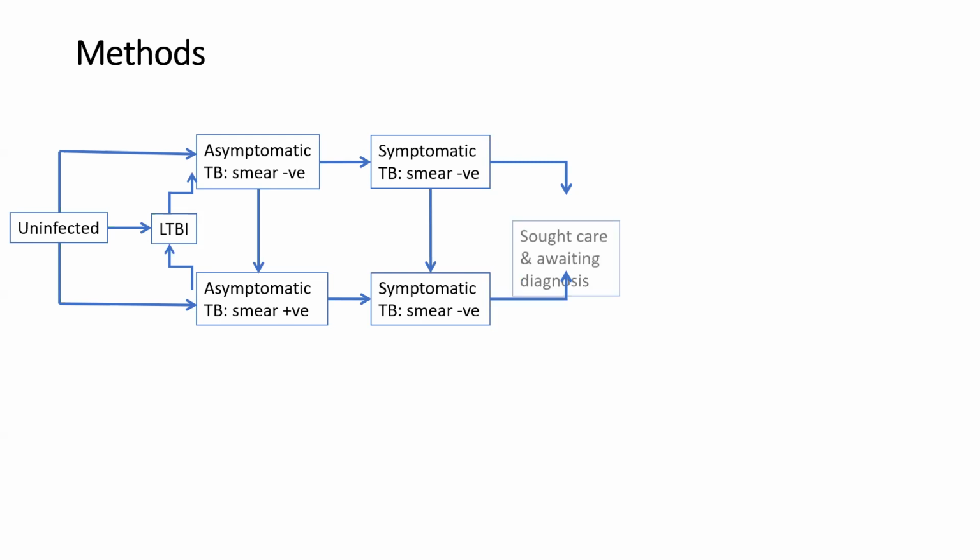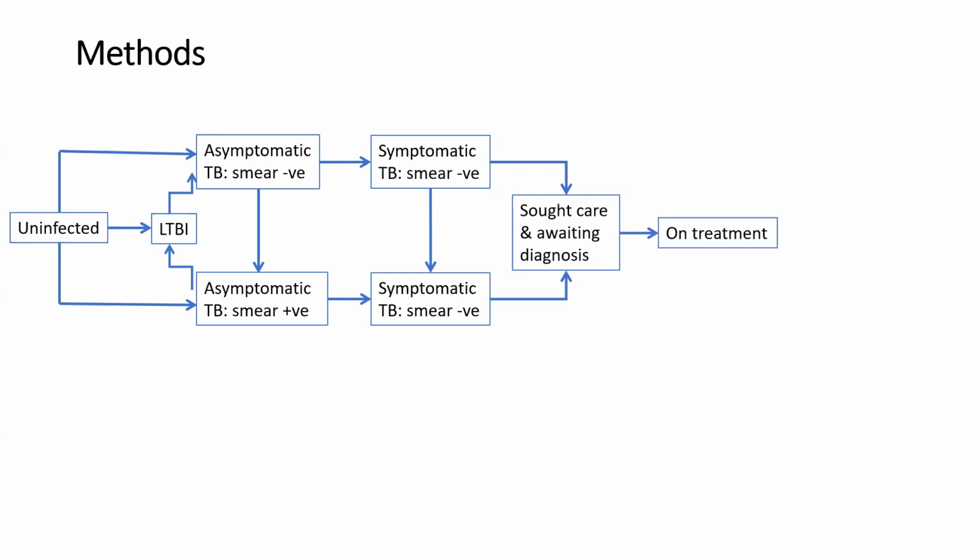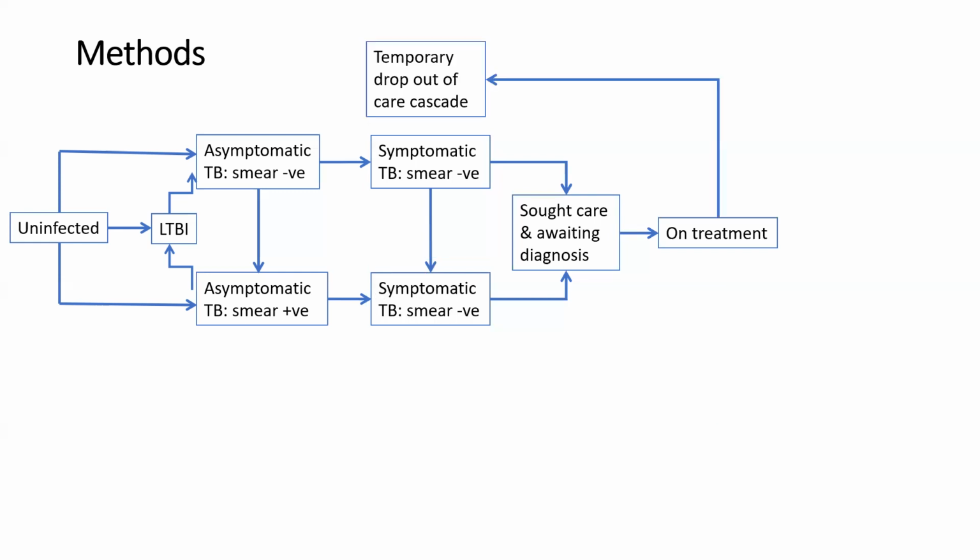And after individuals have either symptomatic smear negative or symptomatic smear positive TB, they can go to a health facility to seek care. But first they have to wait for their diagnosis. After this, individuals start treatment. During treatment, some individuals temporarily drop out of the care cascade, and those that drop out can regress back to seeking care and waiting for their result.